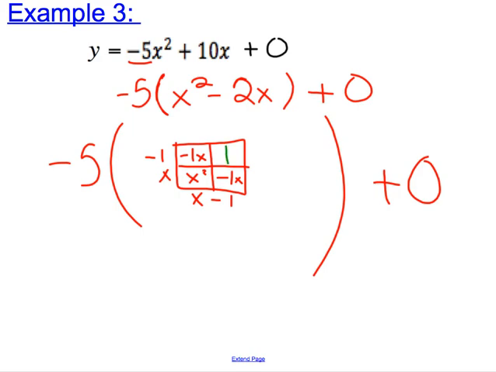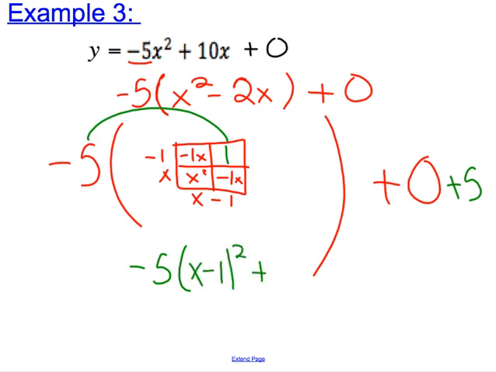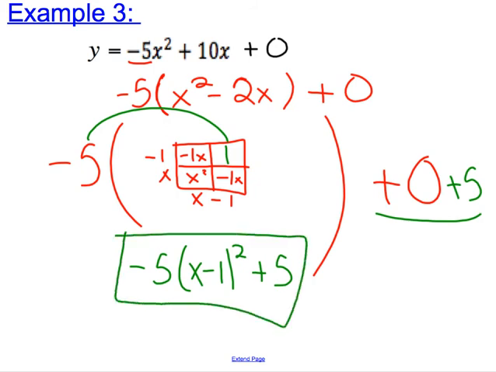Remember, it's not really what I put on the board, though, because it is being impacted by this -5. So it really creates a -5. To cancel that off, I need to put a +5. So remember, the whole goal is to cancel it off. So it actually makes a 0 in the end. And we end up with a completed square of -5 times x minus 1 squared plus 5. That simplifies to +5. And there's your equivalent expression. That is the same exact equation as the original.